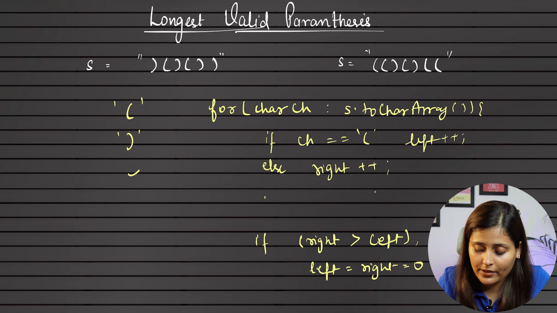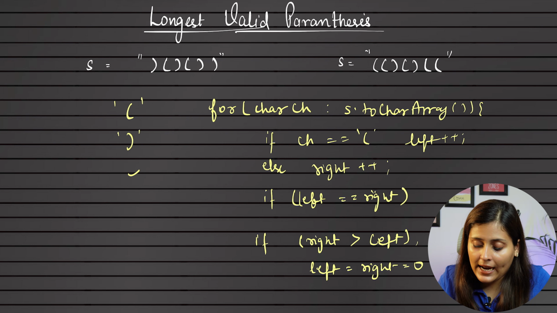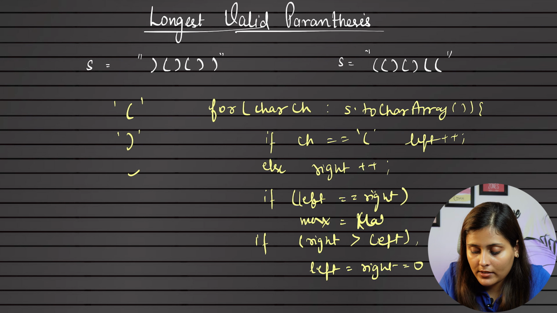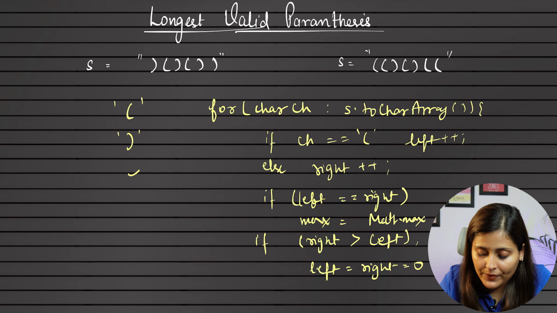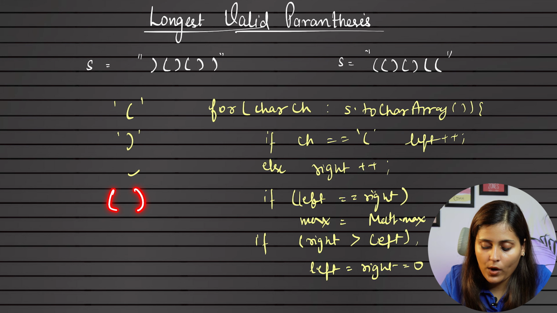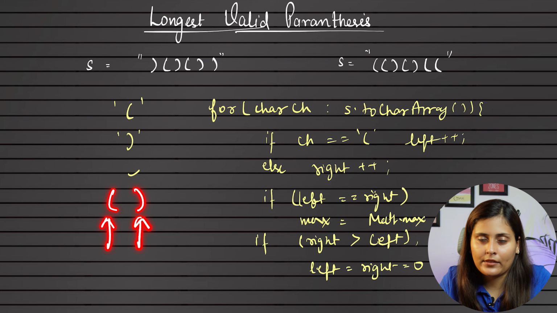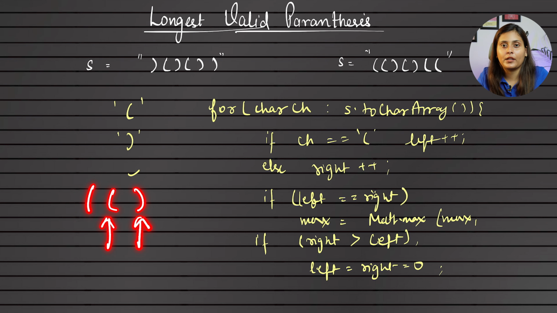Before that, we have to check if our left is equal to right, then we can say it is valid. And if it is valid, in the max answer, what we'll do, we will update the max, correct? Math.max, this current max is maximum or else? You tell me. If you have this, so left 1, right 1. So what should be the length? 2. Now tell me this. Left 2, right 2. What should be the length? 4.